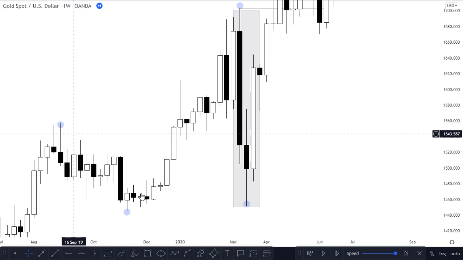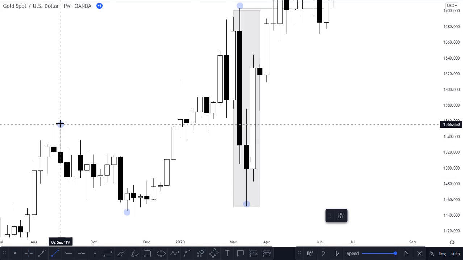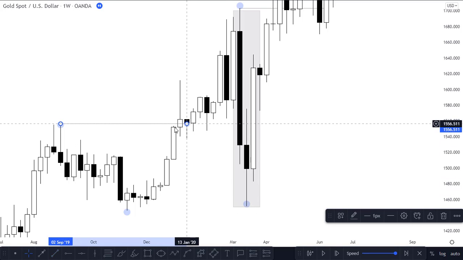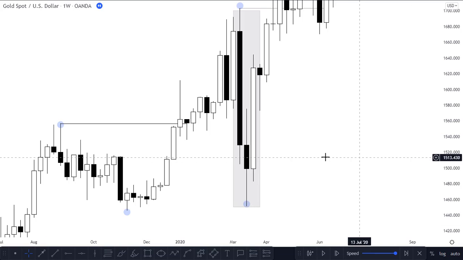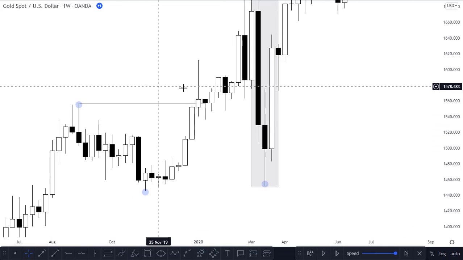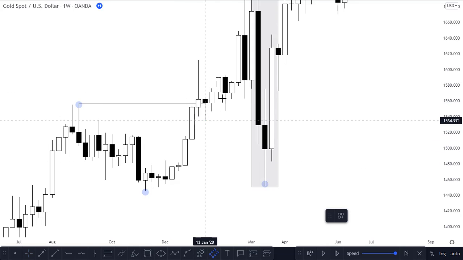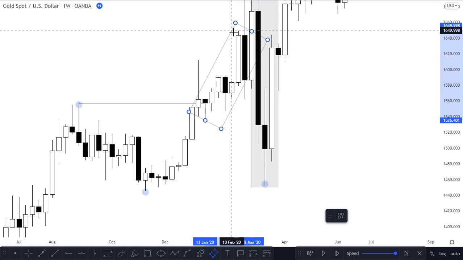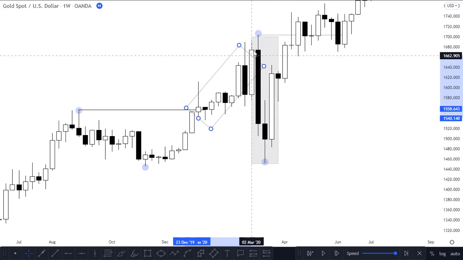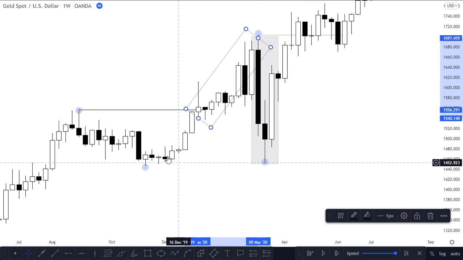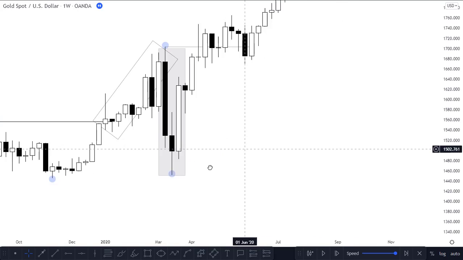For example, we have broken the structure on this level. We have broken a structure on this level. We have broken a structure on this level. After breaking this structure, market did not create a pullback. Instead, it created a range structure here. This is a range structure. After creating a range structure, market immediately start creating a deep pullback into our zone. A deep pullback into our zone.